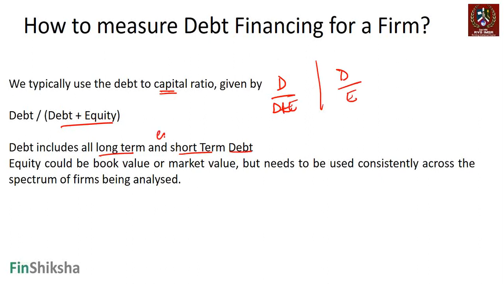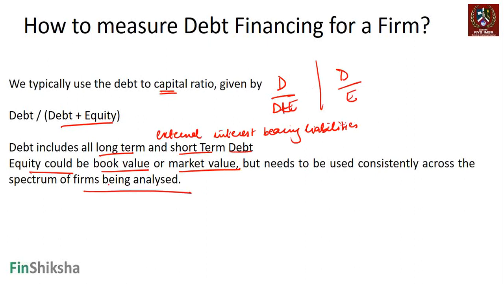So let's write that term. It's an external interest-bearing liability, right? So include all short-term, long-term debt in this. Equity could be book value or market value, but needs to be used consistently across the spectrum of firms being analyzed. So if we use the book value like we did in our case of Apollo Tyres, we did use the same book value concept in MRF and CEAT Tyres.